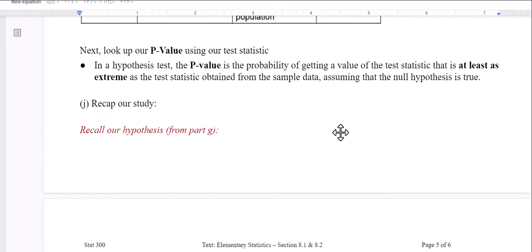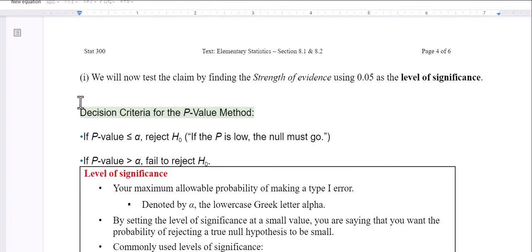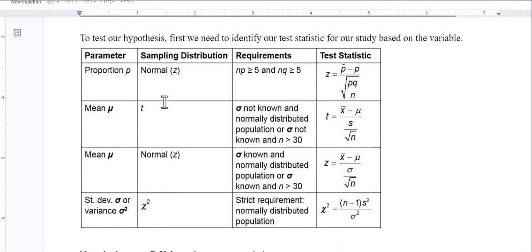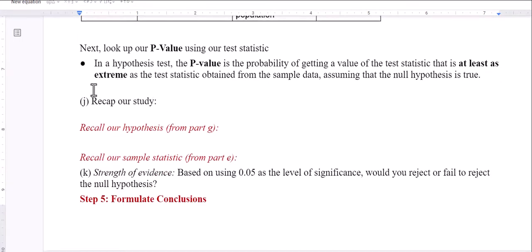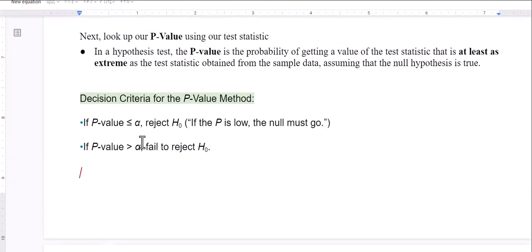So next we look up the p-value using our test statistic, and then we decide whether we reject or fail to reject. Just so the notes make a little more sense, let me move this to after the p-value. I think that makes more sense than the way I had it, in order to decide what to do with our null hypothesis.